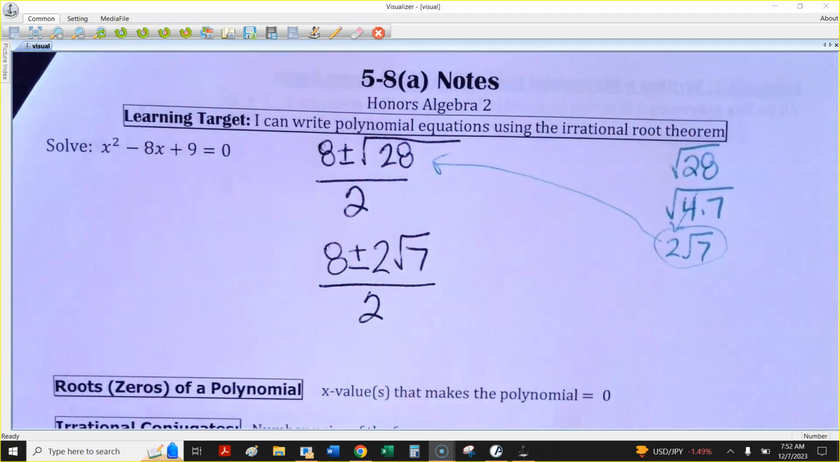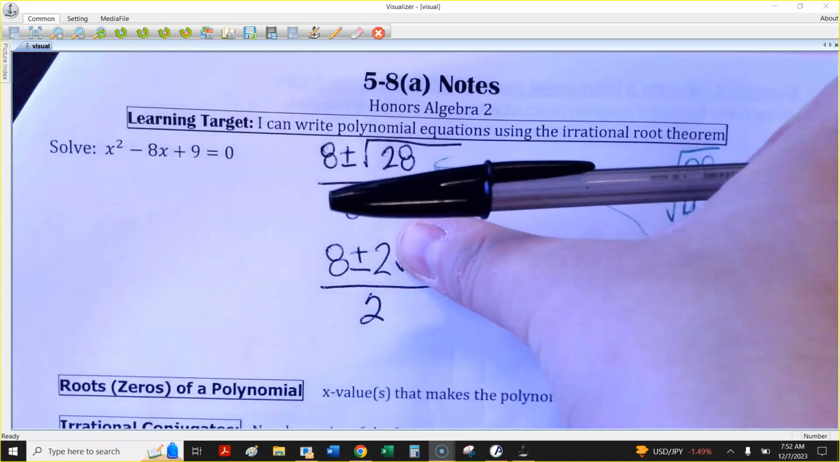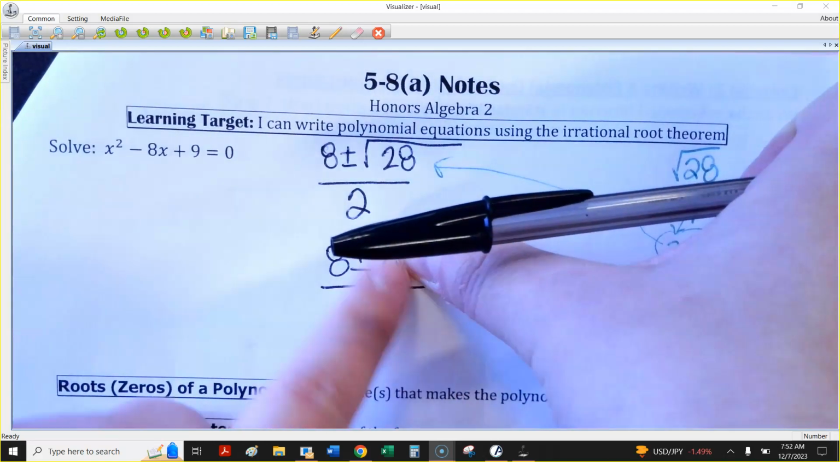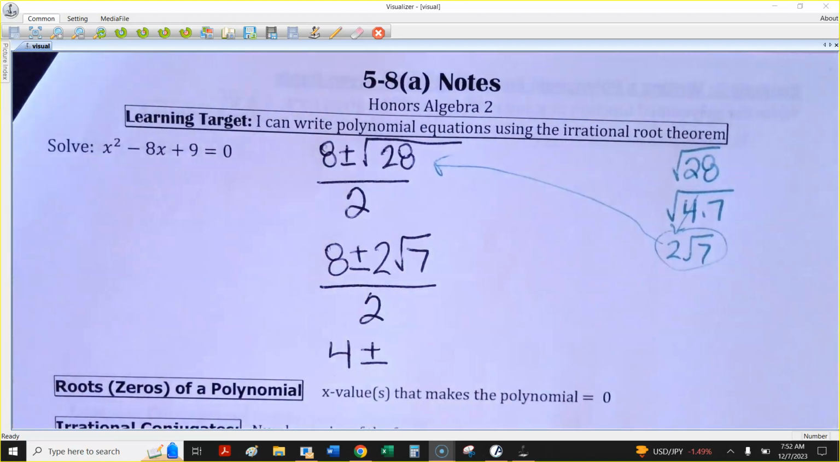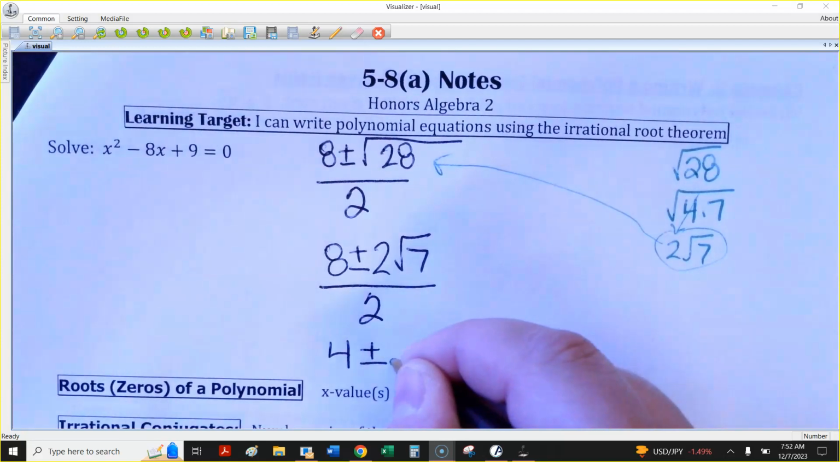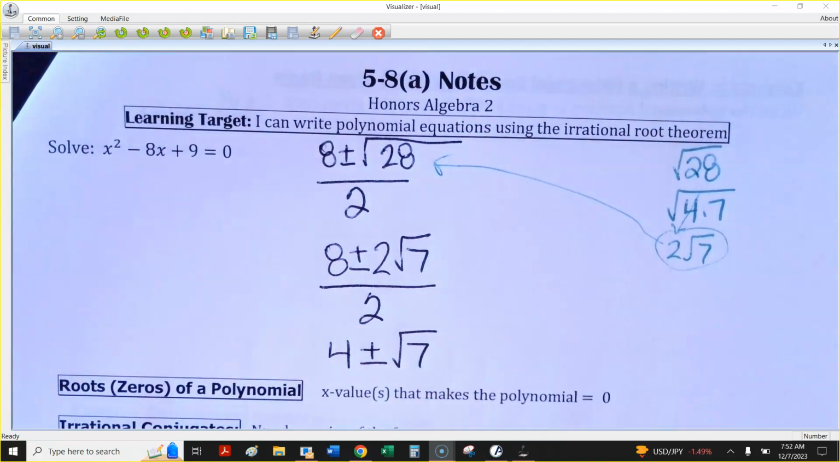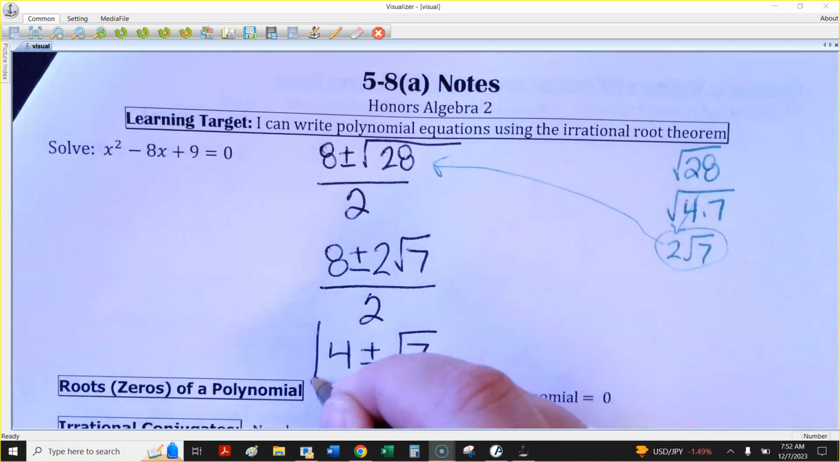Can I simplify what I got there in any way? We can divide. Now, don't be touching that radical. All 3 of these have to be divisible, so you can do that here. So it should just be 4 plus or minus. Now, 2 divided by 2 would just become 1. You're not going to see that written in front of the radical. We would just write it as 4 plus or minus radical 7.